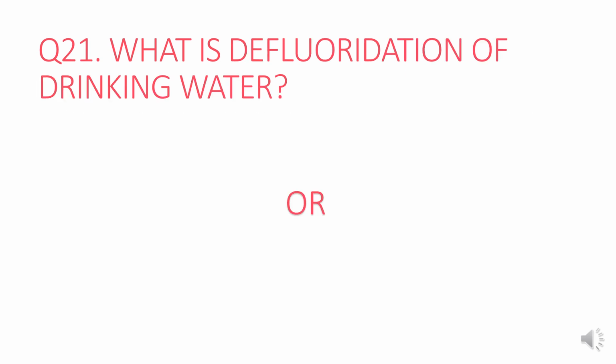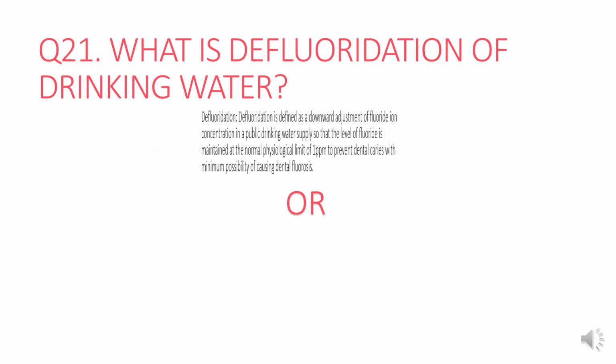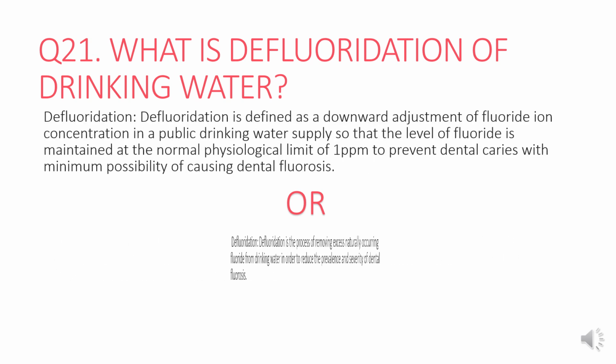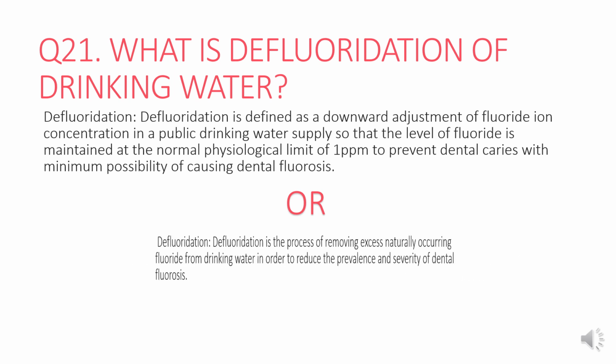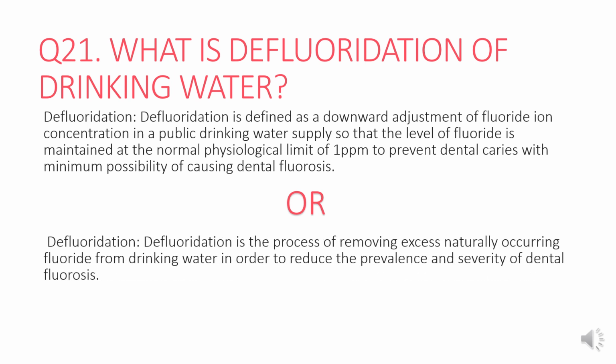Question 21 is, what is defluoridation of drinking water? Defluoridation is defined as a downward adjustment of fluoride ion concentration in a public drinking water supply so that the level of fluoride is maintained at the normal physiological limit of 1 part per million to prevent dental caries with minimum possibility of causing dental fluorosis. It can also be defined as the process of removing excess naturally occurring fluoride from drinking water in order to reduce the prevalence and severity of dental fluorosis.